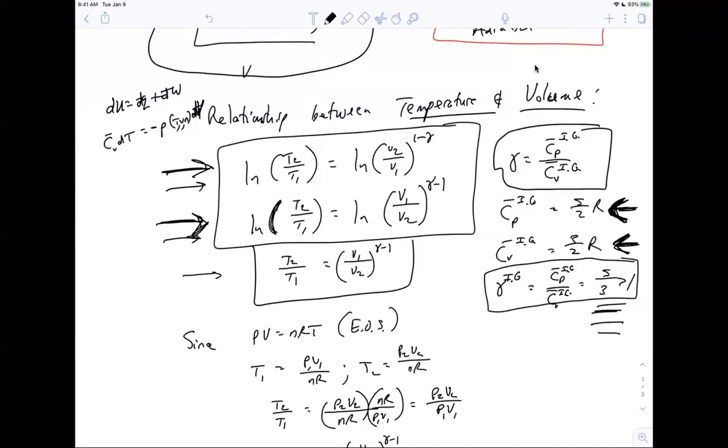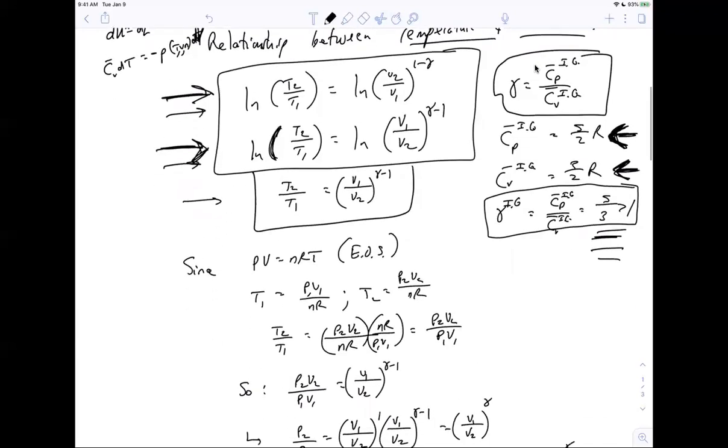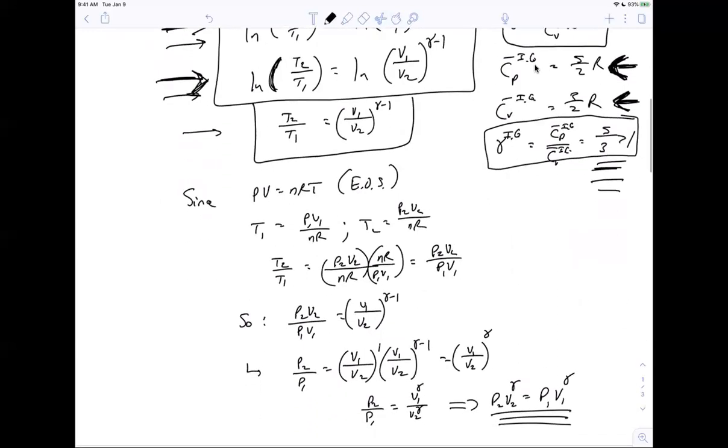We did this last class. It's nothing new, it's just a review. But we can extend this relationship now to include pressure, and we can relate pressure and volume. That's rather simple and straightforward because we know that the ideal gas equation of state is PV equals nRT. So we can solve for temperature in both cases, the initial state and final state.